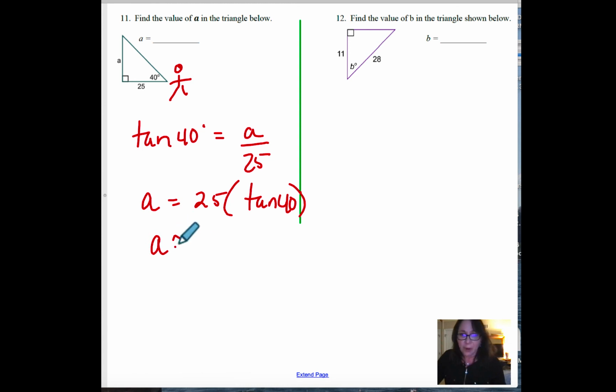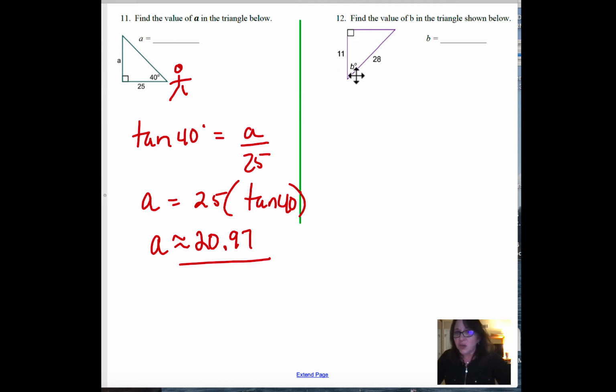So A, just that side, is approximately 20.97. And I don't know what they want me to round to, so I just have to wait and see, as far as on that test, what values they want me to round to.